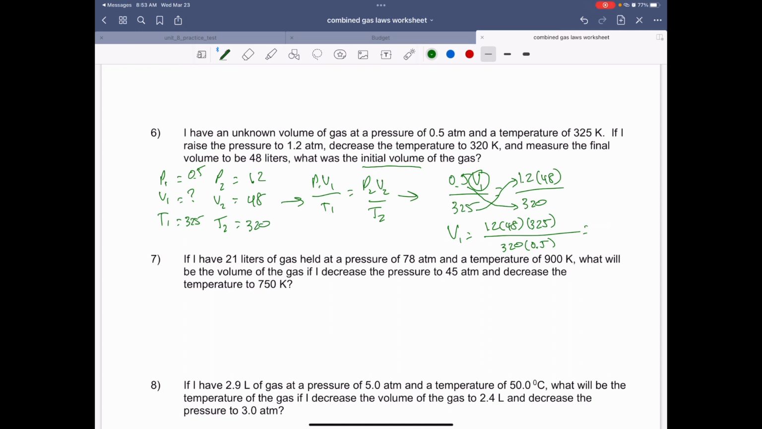And now, again, calculator time. 1.2 times 48 times 325 divided by parentheses 320 times 0.5. You get 117, exactly on the nose. So that seems like a lot, but it is what it is. 117 liters. That was your initial volume. And that's how we do these.